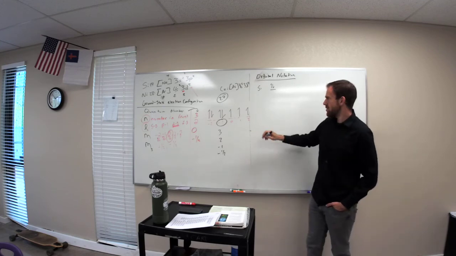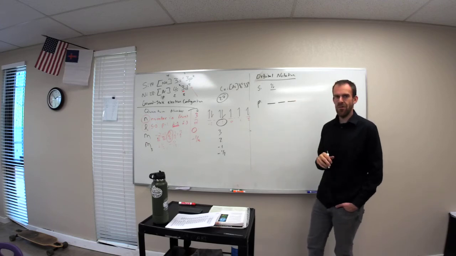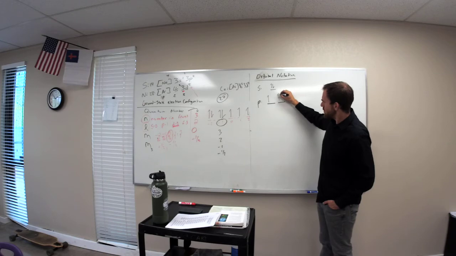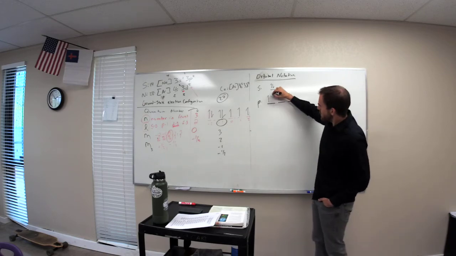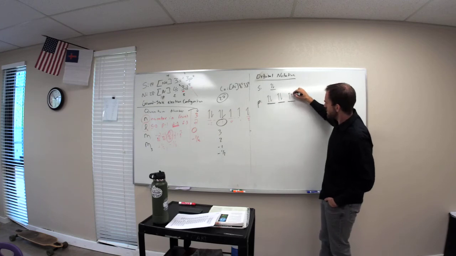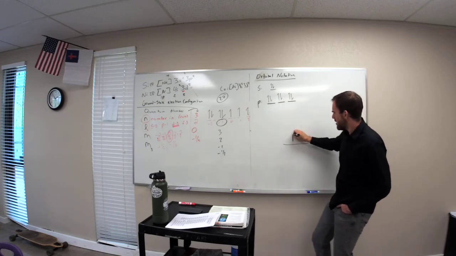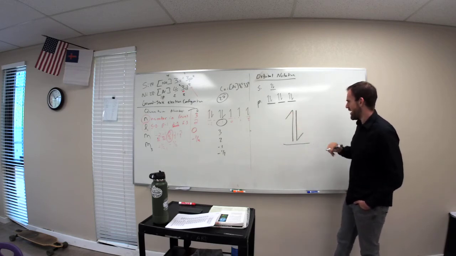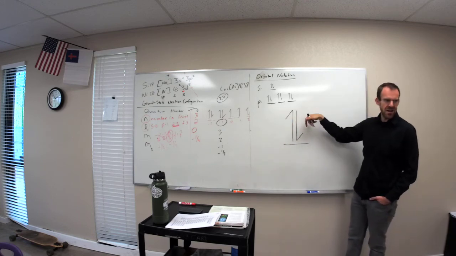For p orbitals, you get 3 spots. Why? Because there's 6 electrons. So you'll fill your upward facing ones first, then you'll fill your downward facing electrons. And what I'm doing, just to blow it up, is like that kind of shape, almost like a 7, and then that kind of shape. So this would be your positively spinning one, and this would be your negatively spinning one.